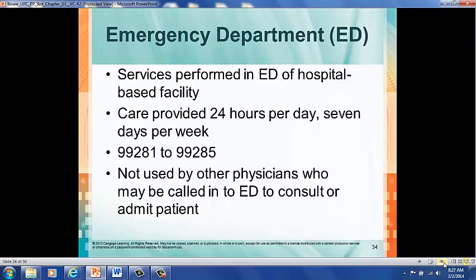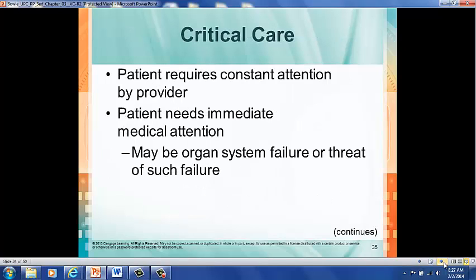Codes in the range 99281 through 99285 are used by ED docs, nurse practitioners, and physician assistants. These codes are not used by other physicians who may be called to the ED to consult or admit a patient.